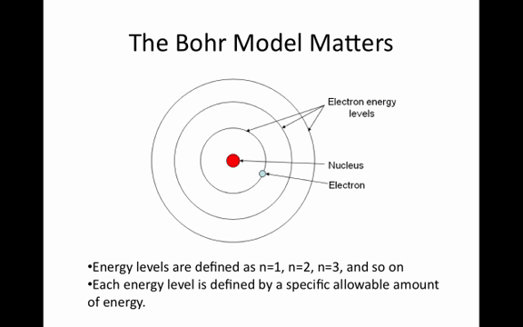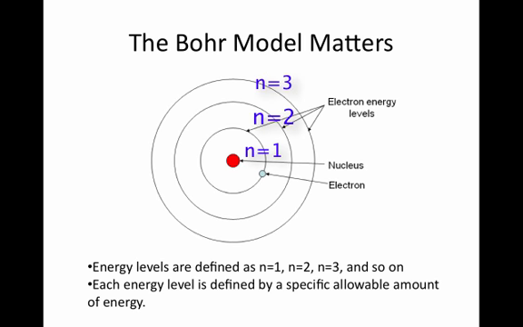So just to review this model, notice that the nucleus is in the center, and the rings or orbits around the nucleus are called energy levels. This is where the electrons live in the atom. Each energy level is defined by a number, starting with 1 closest to the nucleus and going out from there. See, n equals 1, n equals 2, and so on.